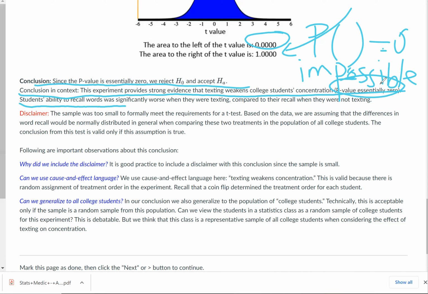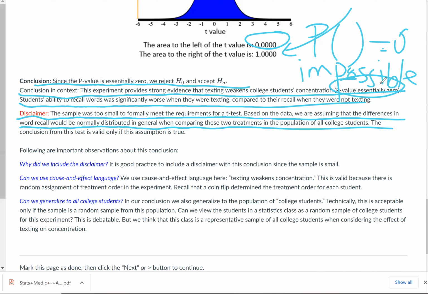Students' ability to recall words was significantly worse when they were texting compared to their recall when they were not texting. But they put a disclaimer: the sample was too small to formally meet the requirements for a t-test. Based on the data, we're assuming that the differences in word recall would be normally distributed in general when comparing these two treatments in the population of all college students. The conclusion from this test is valid only if this assumption is true.